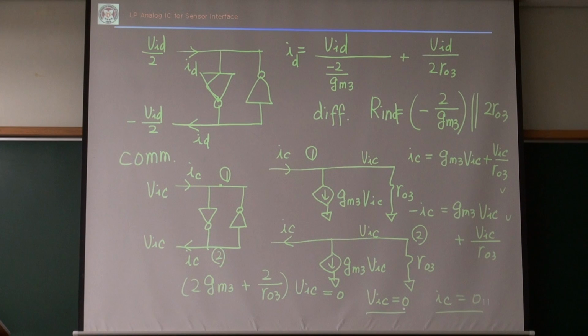Very weird result. So the cross-coupled inverter does not support common mode input. They will cancel out the common mode component, so we don't consider common mode. I think this is an open circuit for common mode signal. Okay, question?